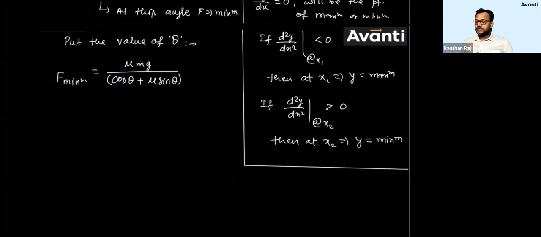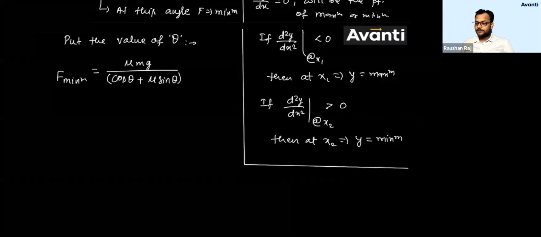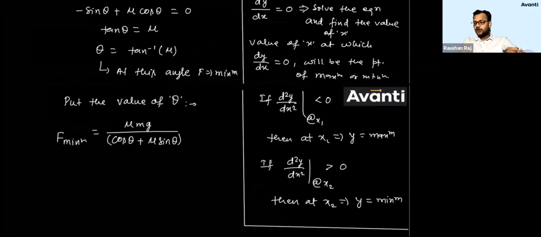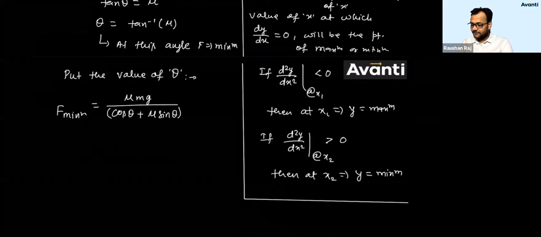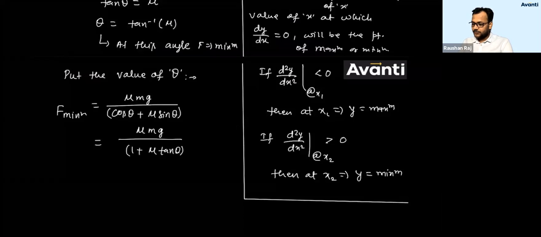चलो बच्चा लोग, mu mg divided by cos theta plus mu sin theta. Put the value of theta as tan inverse mu, or put the value of tan theta as mu here. So what I'm going to do, I'm going to simplify this like this: mu mg divided by 1 plus mu tan theta, मैंने ऐसे किया, into cos theta.